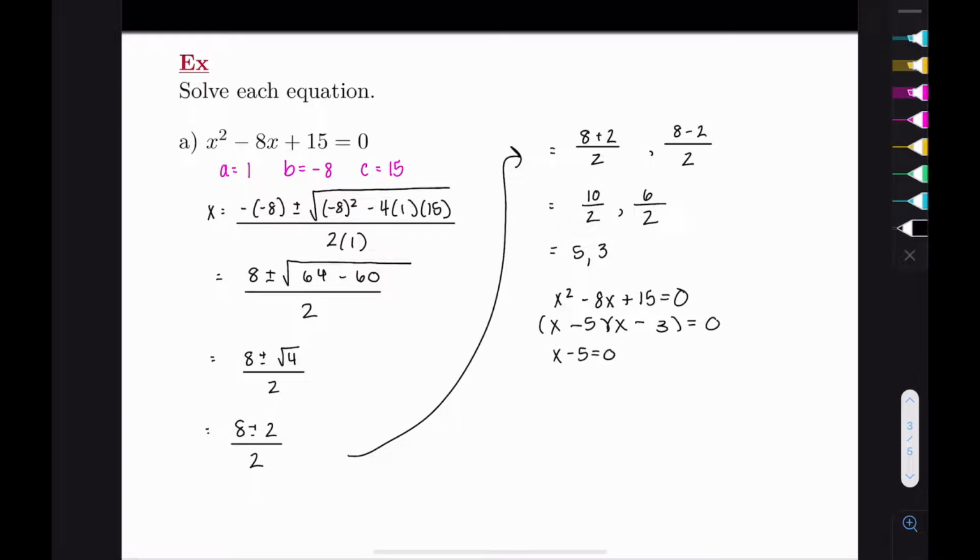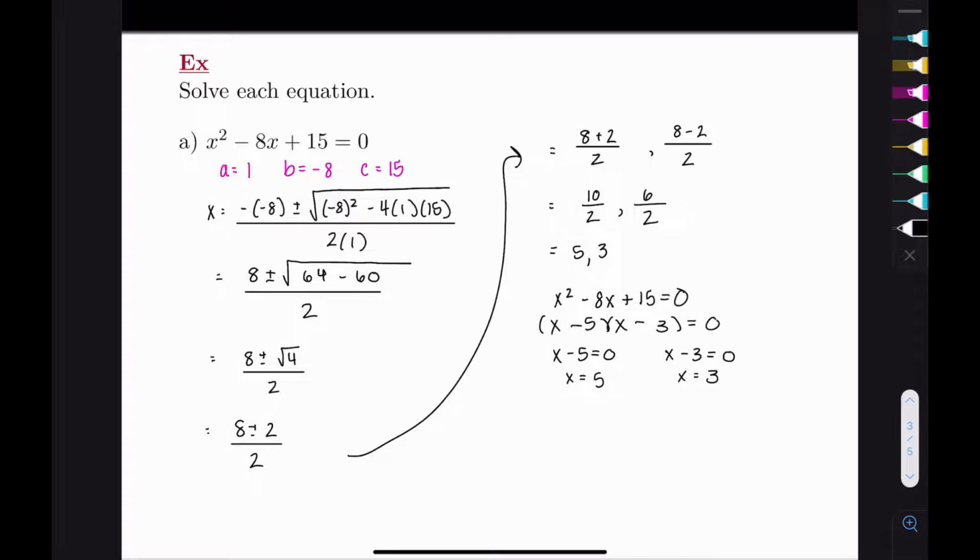Then we would set each of these equal to 0. For this one, add the 5 over. For the second one, add the 3 over. So you get the same solutions, but in 3 steps as opposed to this entire long radical. That's why factoring is really nice when we can do it.